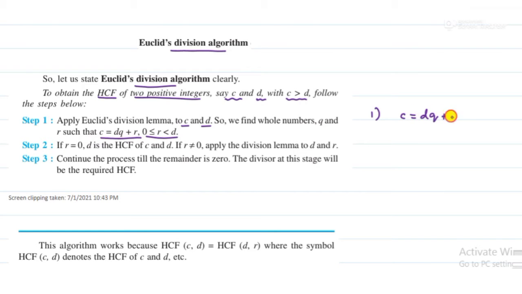So C can be obtained by multiplying D into Q plus R, and the remainder may be equal to 0 or greater than 0, but it should be less than the divisor. If the remainder is equal to 0, D is the HCF of C and D. If it is not equal to 0, apply the division lemma once again. So step 2: if the remainder is equal to 0, the HCF of C and D is D. If the remainder is not equal to 0, apply the division lemma once again.